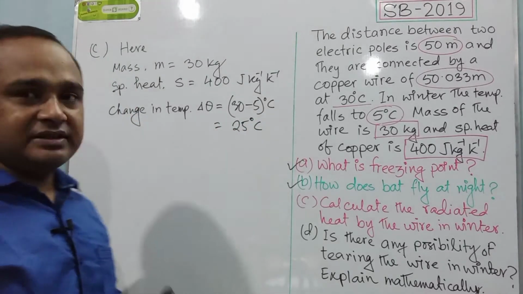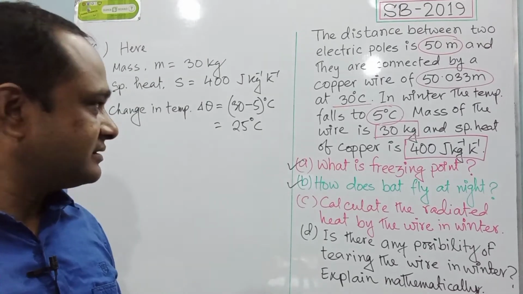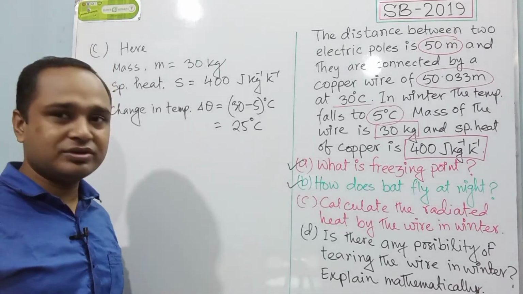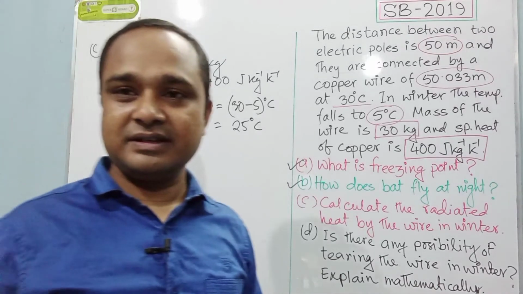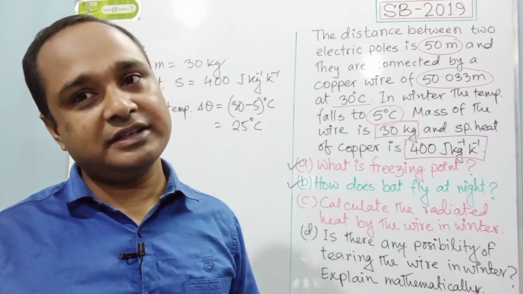Here the difference is in the Celsius scale, but we know in the SI system the unit of temperature is Kelvin, and also we know the difference of temperature is the same in the Celsius scale and in the Kelvin scale.